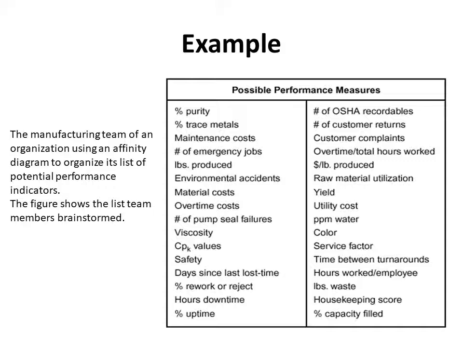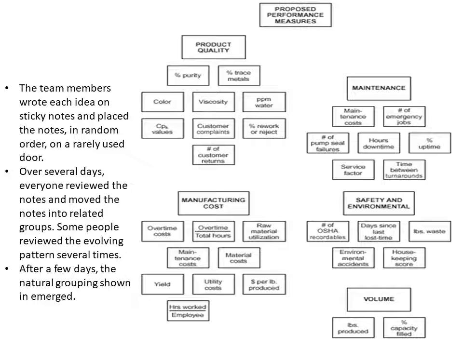Now, these are the potential performance indicators of this particular organization. Let's see how this is arranged according to the use of the affinity diagram. This diagram shows the arrangement, the grouping of the ideas listed by the team members. These groupings are according to their natural relationship, their natural pattern, the things they have in common.